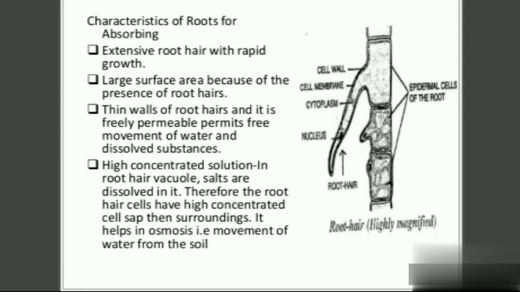Now the next point, high concentrated solution in the root hair vacuole, where salts are dissolved. Which means in the root hair the salts are dissolved in it. Therefore root hair cells have a higher concentration of cell sap than the surroundings. It helps in osmosis. Now as there is a high concentration of salt, there will be a lower concentration of water molecules, and because of that there is a process called osmosis.